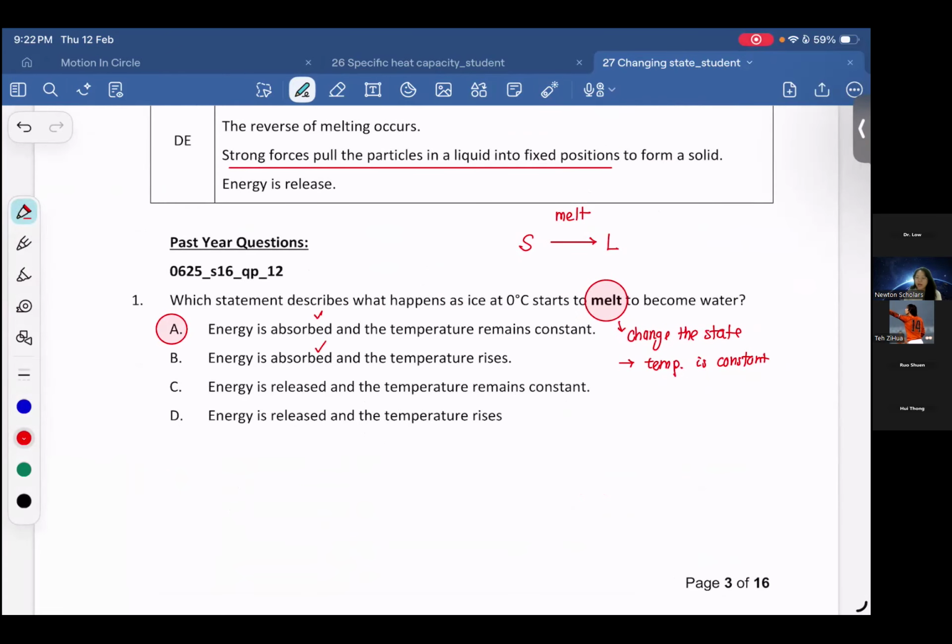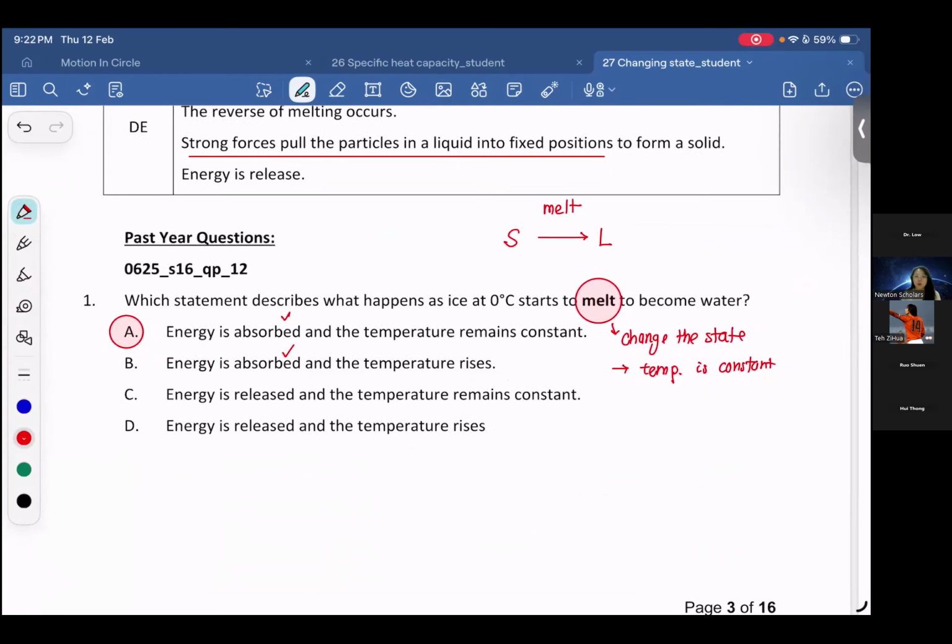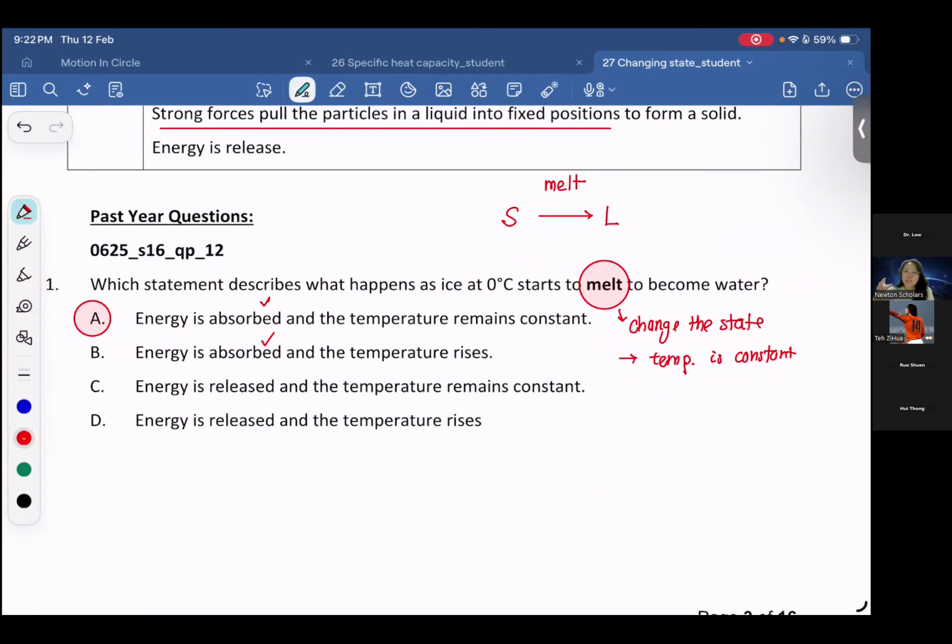So two points. Ask yourself, absorb energy or release energy? The ice should absorb energy, absorb heat. Since we melt to become liquid, we need to absorb the heat. Then absorbing the heat, but the temperature still remains constant, because they changed the phase. They didn't use the energy to increase the temperature. Okay, is that clear for this question? Can I go to question number 4?